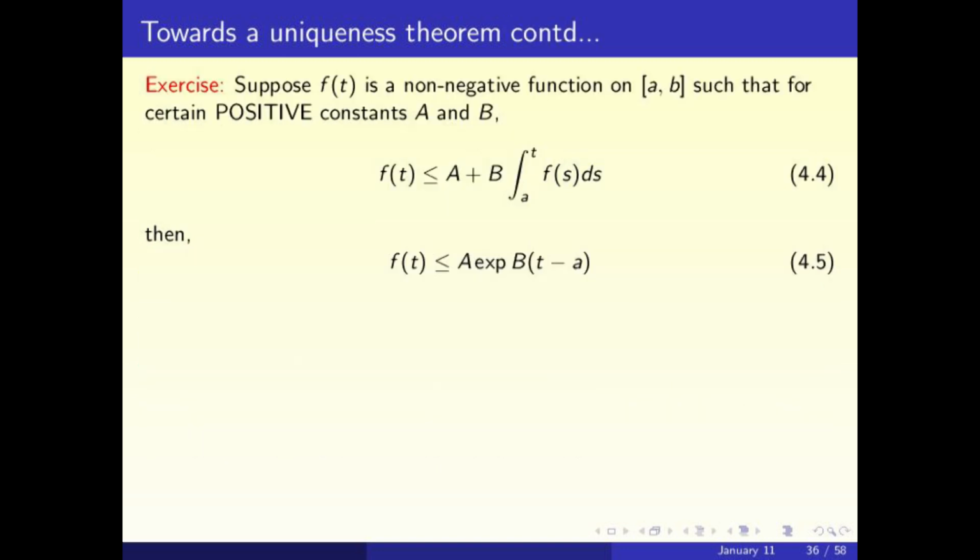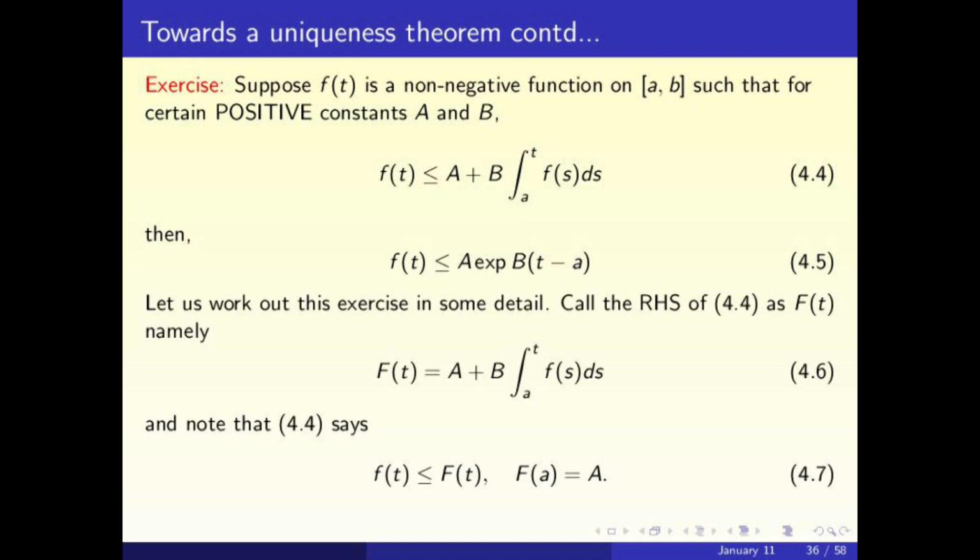So suppose f of t is a non-negative function on an interval [a, b] such that f of t is less than or equal to A plus B integral a to t f(s) ds. Inequality 4.4. That's a hypothesis. A and B are constants and f is non-negative. Then the conclusion is inequality 4.5, namely f of t is less than or equal to A exponential of B times (t minus a). The idea of this proof is exactly similar.